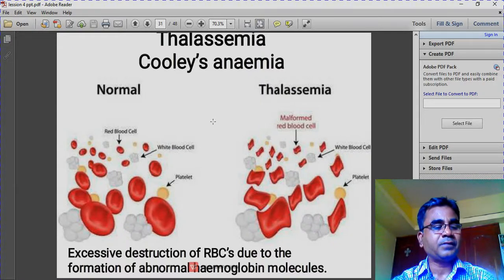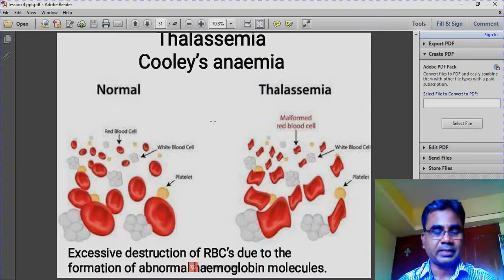There are 2 types of thalassemia, that is alpha thalassemia and beta thalassemia. In alpha thalassemia, the mutation or deletion of one or more of the 4 alpha gene alleles is involved. If the alpha gene allele is mutated, it causes alpha thalassemia, and if the beta gene is mutated, that will cause beta thalassemia.